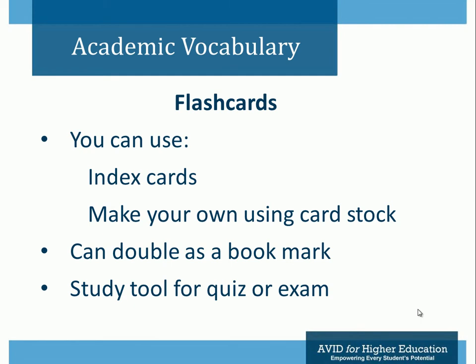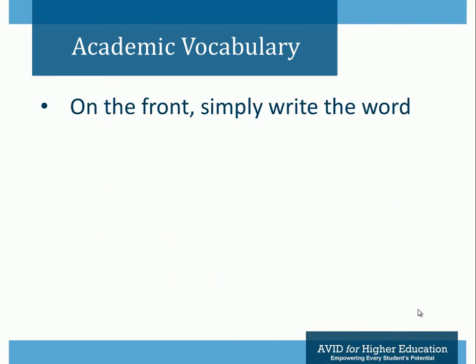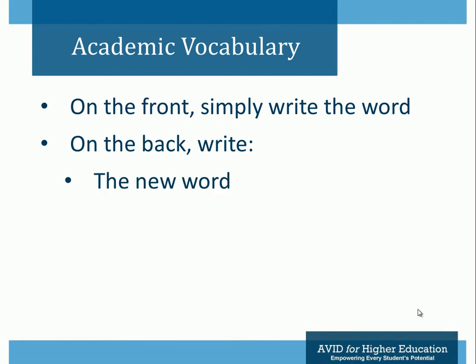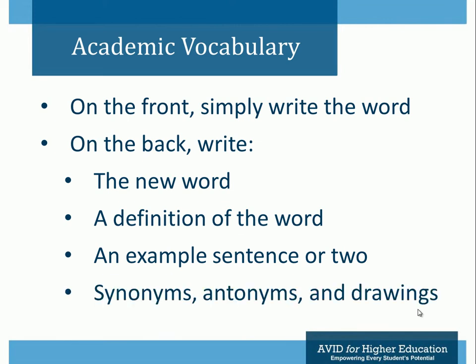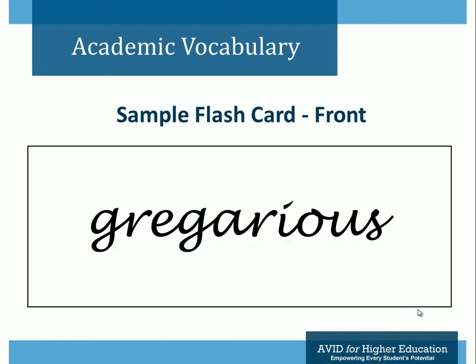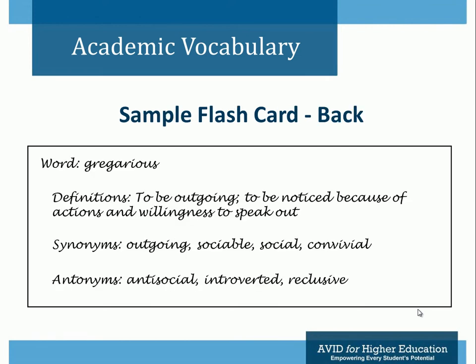On the front side of the card, simply write the new vocabulary word. On the opposite side, write the new word, a definition of the word, and an example sentence or two. Once again, you can include synonyms and antonyms, and a drawing if you like. For example, if the word is gregarious, the front of the flashcard might look like this. The back of the flashcard might include the following.